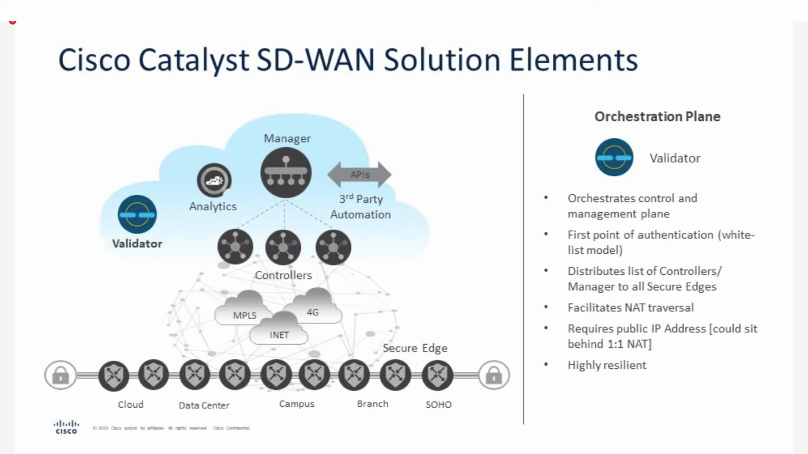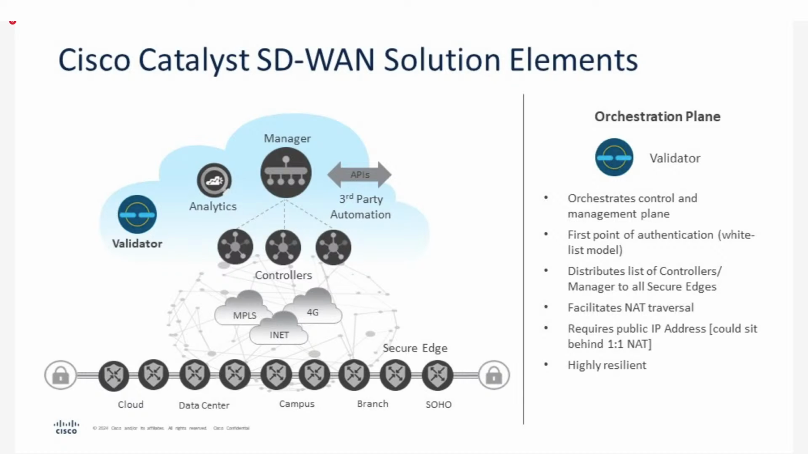And so basically, your validator tells the edge devices about the controllers, the vManage, and then they make a connection to them. So this makes a temporary DTLS connection between your edge device and the validator. Once the connection is established and validated, the vBond or the validator will share the controller information with the edge device so that the edge device can make a permanent DTLS tunnel to the vSmart and the vManage.